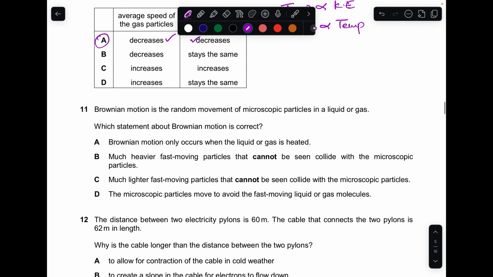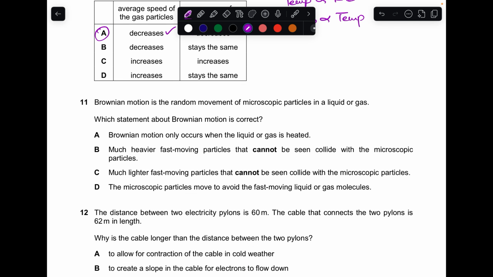In question 11, Brownian motion is the random movement of microscopic particles in a liquid or gas. Which statement about Brownian motion is correct? Okay. So Brownian motion only occurs when the liquid. What you have to keep in mind, there are some microscopic particles, like a smoke particle, and there are small particles that are not visible, like the air particles. They collide with the smoke particle and they bounce back. Okay, so this is what Brownian motion is.